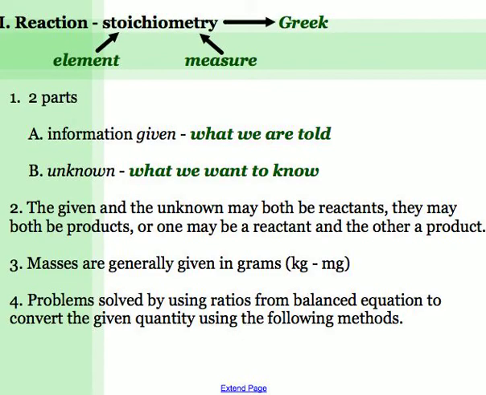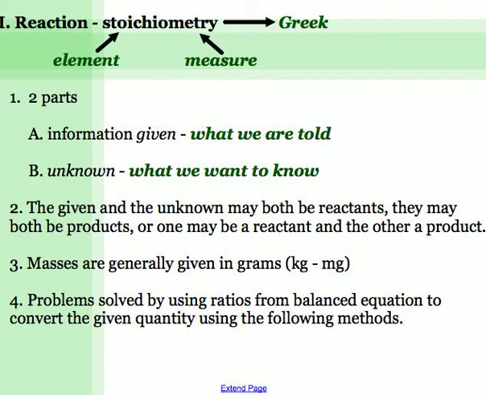So the word stoichiometry is Greek, and it basically means you're measuring elements. The biggest thing is just following the problems. Whenever you're doing a stoich problem, there are going to be two parts: the information that they give you, and the unknown. One thing you have to be okay with is that the unknown and the given could both be reactants. They could both be products. One could be a reactant and one could be a product. So it could be kind of mixed up.